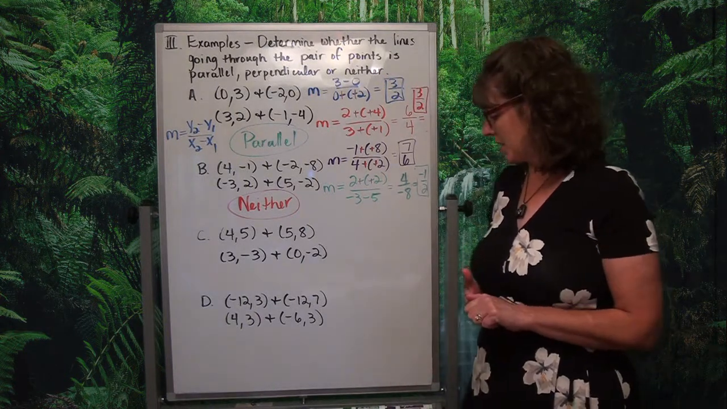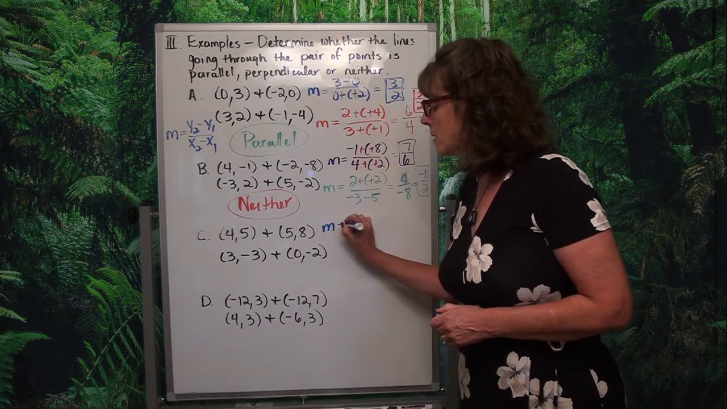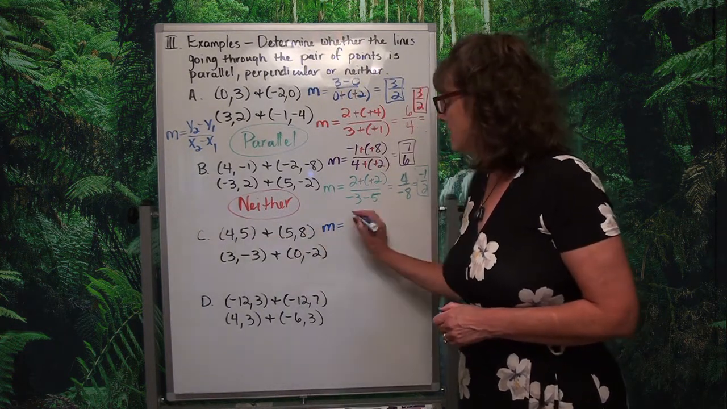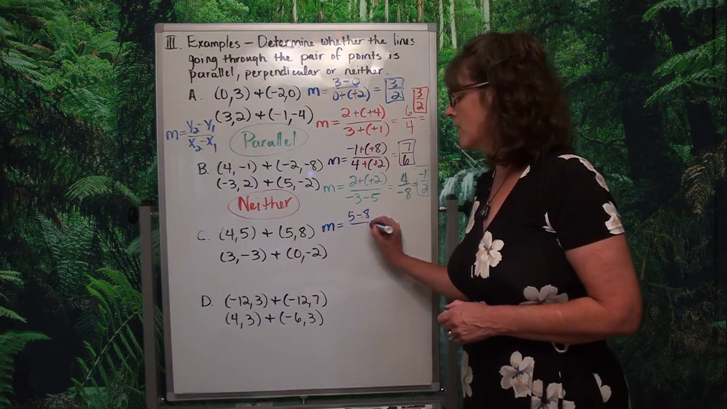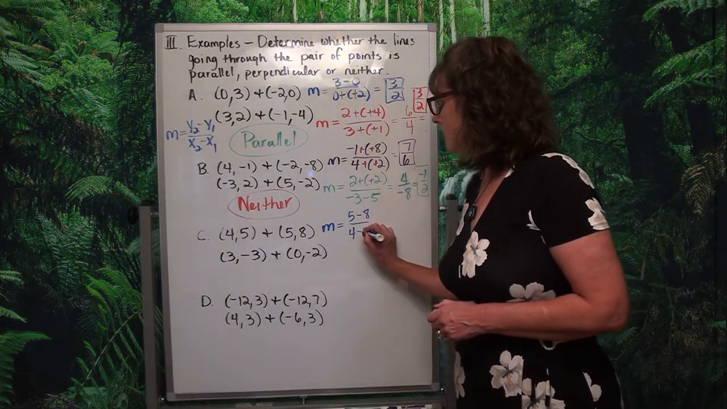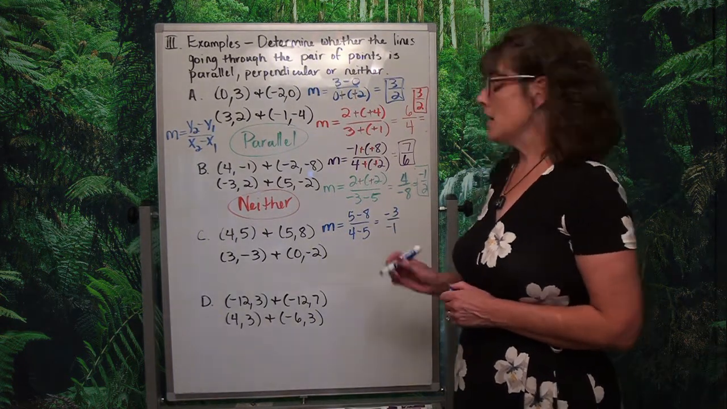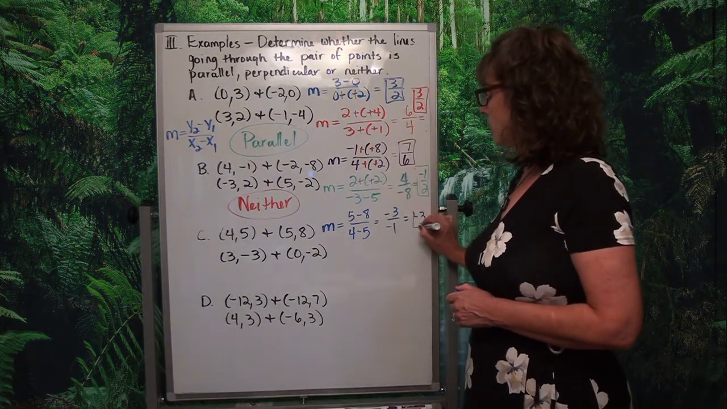Okay, let's try another one here. So in this case, similar idea. I'm going to calculate those slopes and compare them. So let's do a 5 minus 8. Could have done 8 minus 5, it doesn't matter. But if I do 5 minus 8, I have to do 4 minus 5. And 5 minus 8 is a -3. 4 minus 5 is a -1. And that simplifies to a -3.